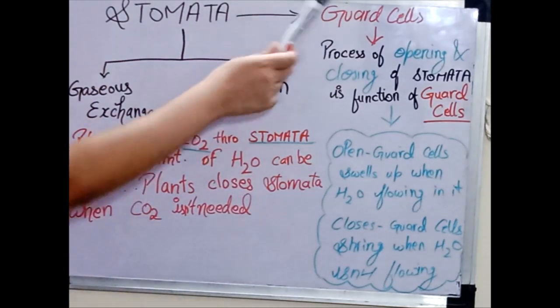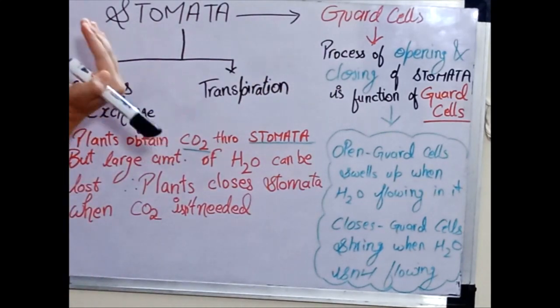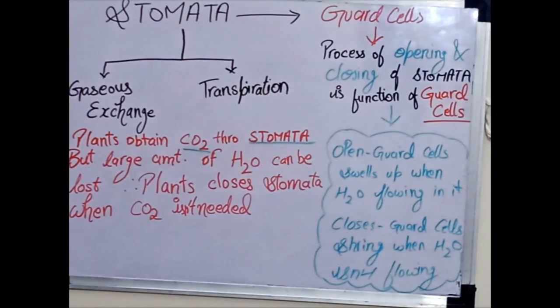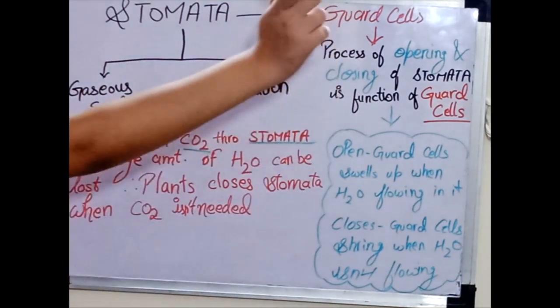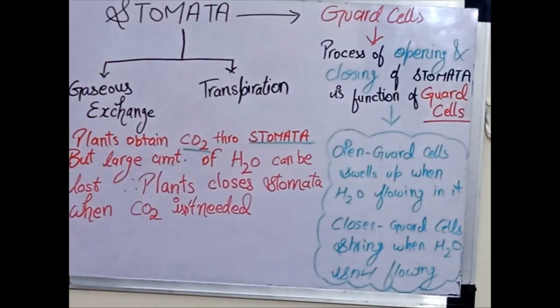Coming to guard cells. Guard cells are bean-shaped structures. You can write that down in brackets as well. It may come in your MCQ. So, bean-shaped structure. The process of opening and closing of stomata is a function of guard cells.